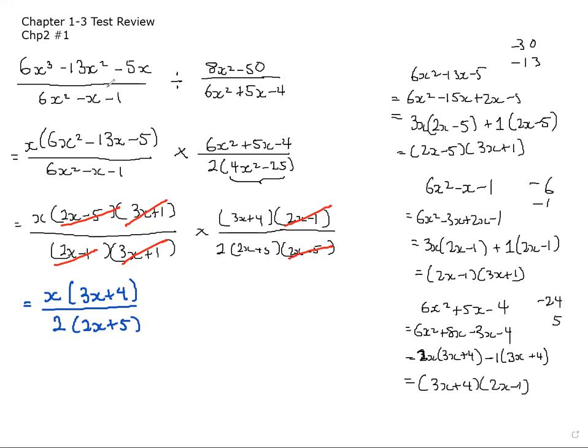And my restrictions, please be careful. You've got to go back to the original. The restrictions come from the denominators, of course. But when you're dividing fractions, it also involves the numerator of the fraction you're dividing by, because if that numerator happens to be 0, then you are technically dividing by a value of 0. And so that's just as bad as having a denominator of 0. It's the same idea.